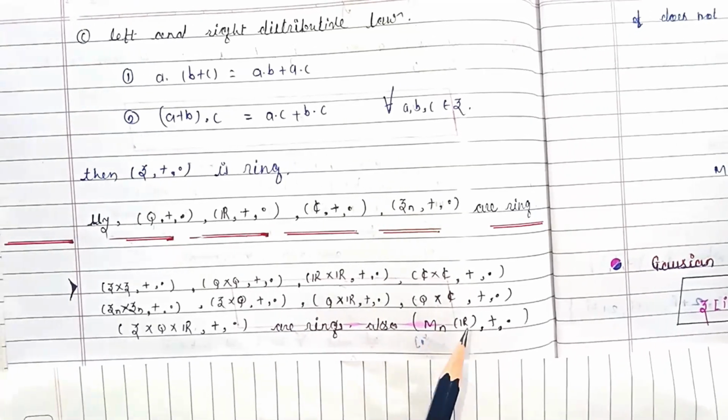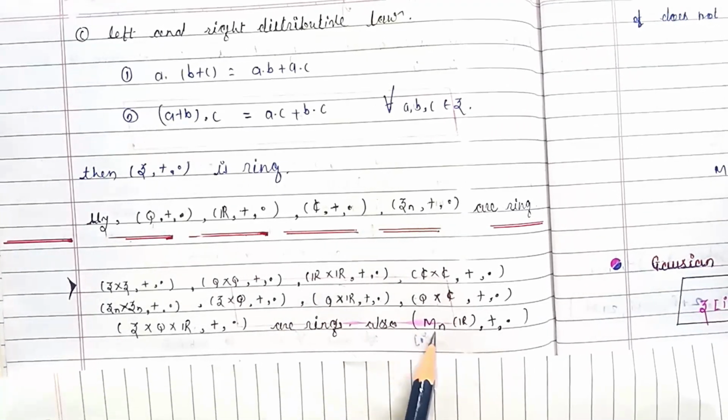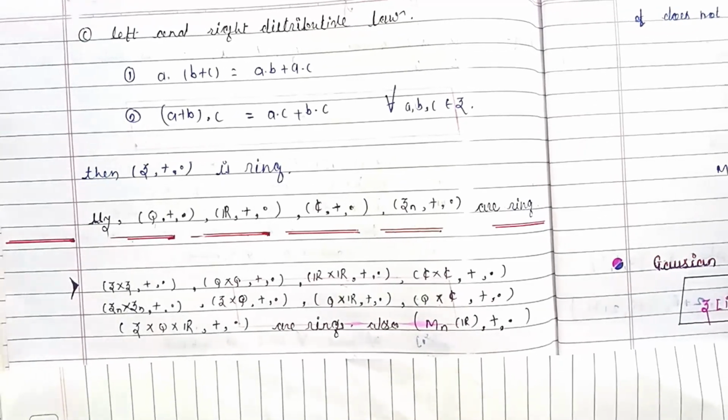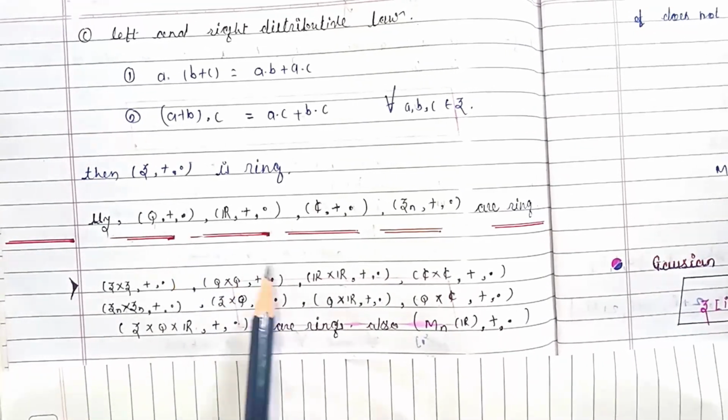Similarly, the matrix M n R: we have n by n matrices M n R under addition, it is also a ring. It is quite easy to prove this one. So you may try all these examples for your homework.